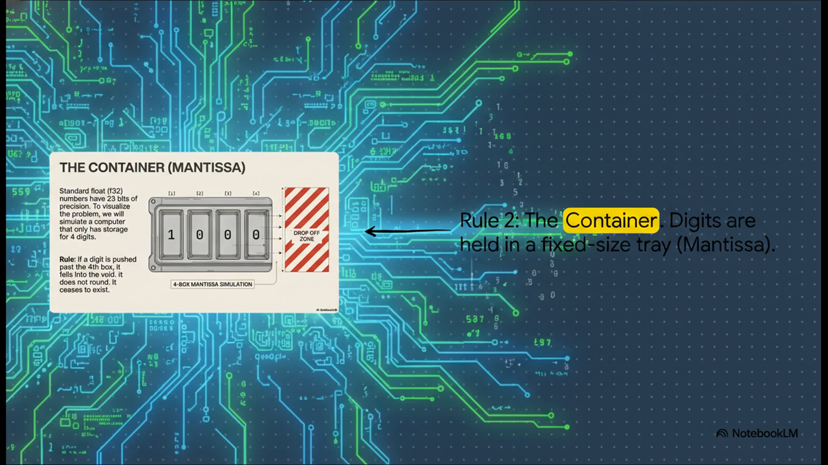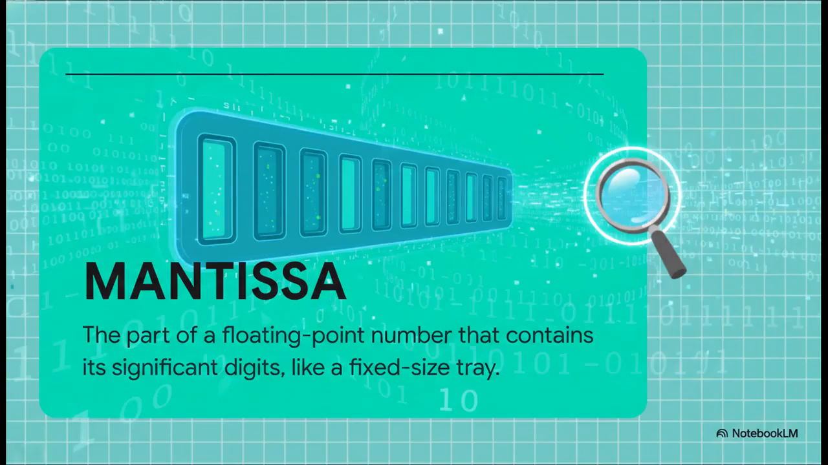A floating point number doesn't get unlimited space to exist. Nope, it's got this little fixed size tray to hold all its important digits. Now, to make this super clear, we're going to pretend our computer only has room for 4 digits. And here's the really important part. If a digit gets pushed past that last little box, it's not rounded down, it just falls off into the void. It's gone. It ceases to exist for the computer. And that little tray, that container, it's got a proper name, the Mantissa. That's the part of the number that holds all the good stuff, all the precision. And, as you're about to see, its limited size is the key to this whole disappearing act.